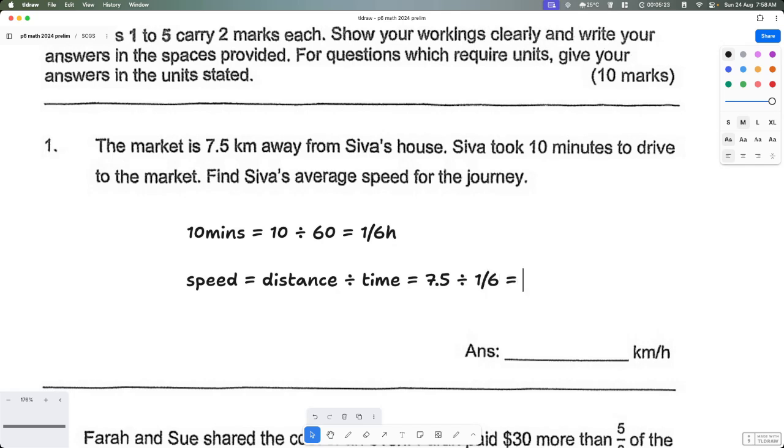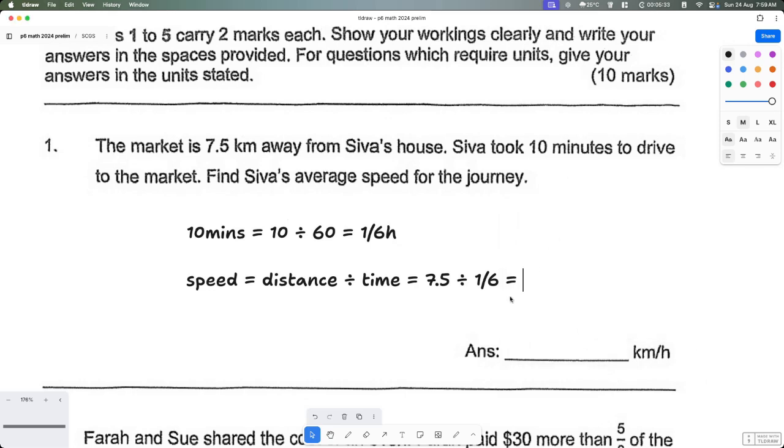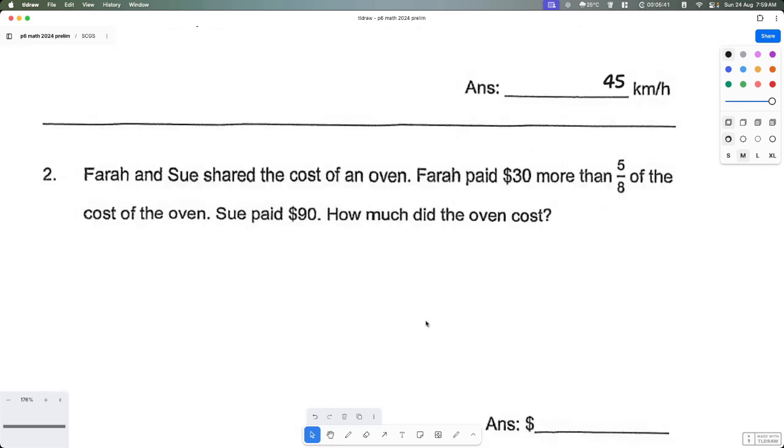So let's use our calculator. 7.5 divided by, in brackets, 1 divided by 6, and this will give us 45 kilometers an hour. So 45 km per hour. The answer is 45. That's it. Let's move on to the next question.